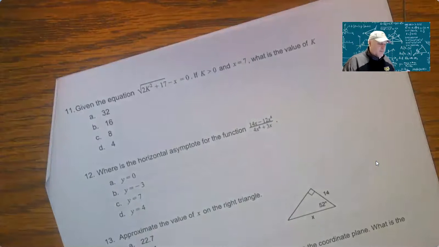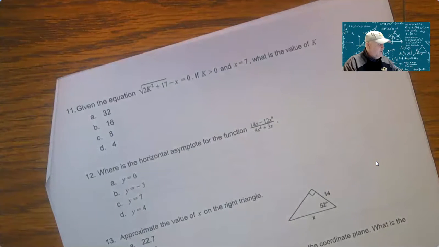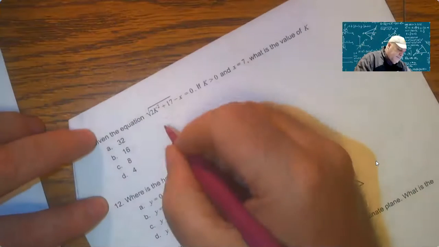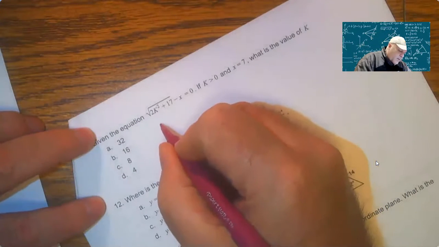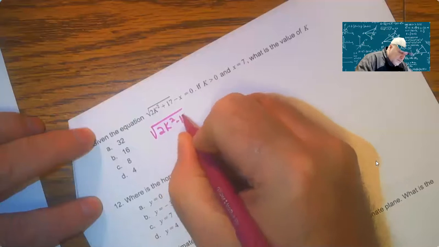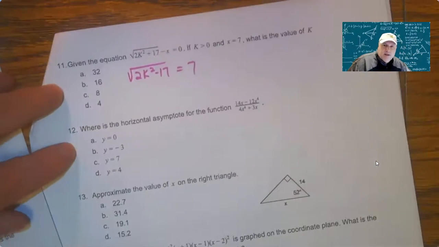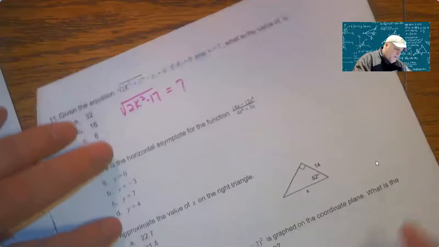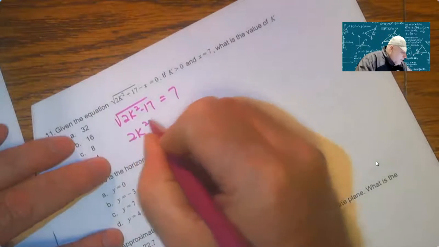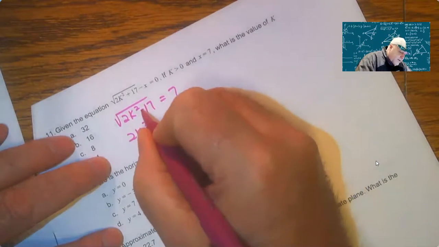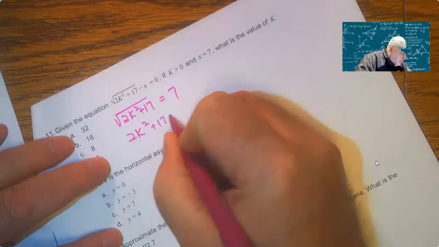Given the equation, and x equals 7, what is the value of k? Okay, so we're going to get 7 on the other side. So x equals 7, that goes in. Now we're going to square both sides. So 2k squared plus 17, sorry about that, plus 17 equals 49.